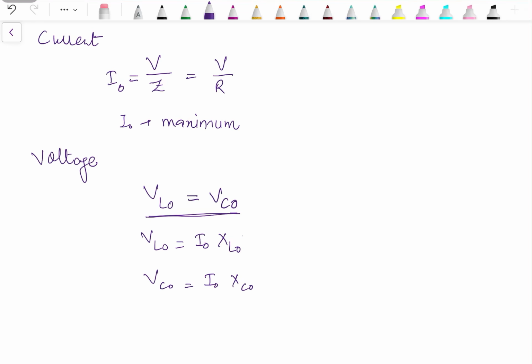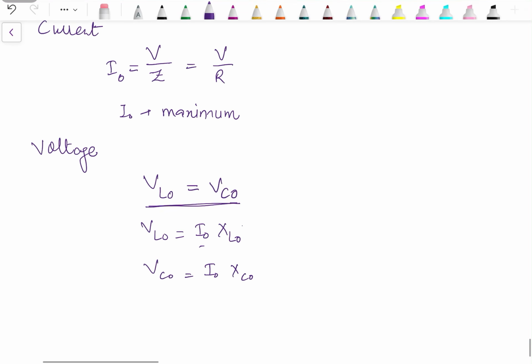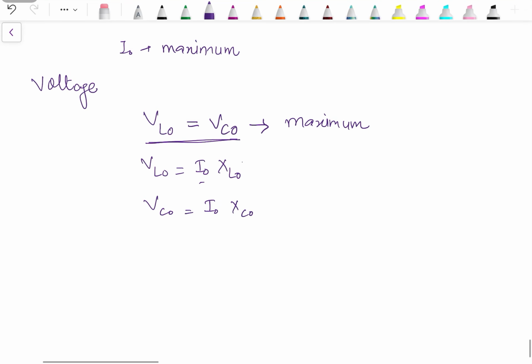Also, this I naught is maximum. That's why the voltage across the inductor or the voltage across the capacitor is also maximum. In fact, this is many times the supply voltage. We say that in case of series circuit, voltage magnification takes place. We have voltage magnification. Series resonance is also known as voltage resonance.